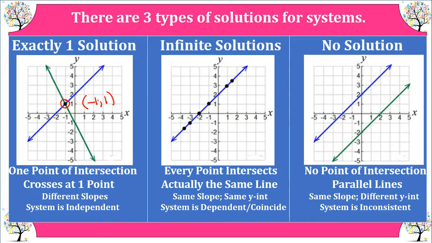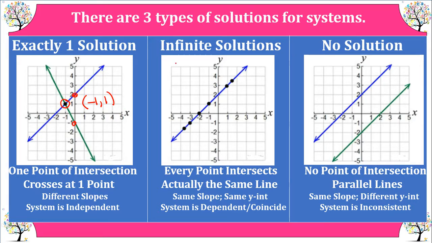If I plugged -1, 1 into each of the equations, if I were given them, I would have two true statements. These equations have different y-intercepts, and they definitely have a different rate of change, a different slope. So please take note that when you have exactly one solution to a system of linear equations, the y-intercepts are different and the slopes are different.